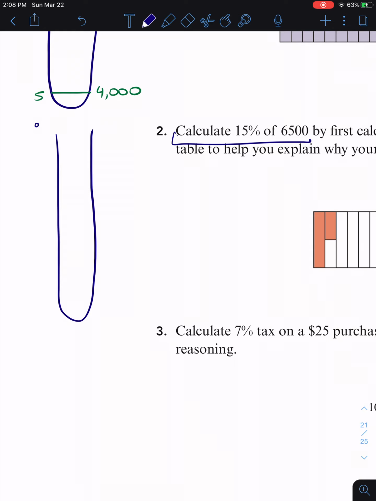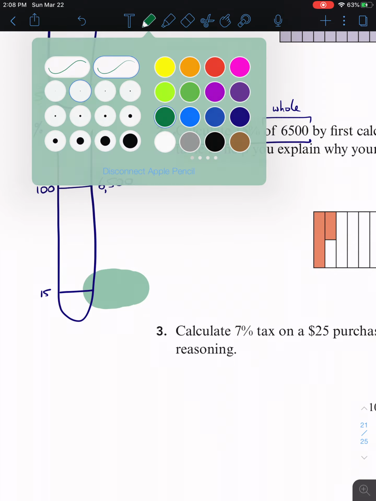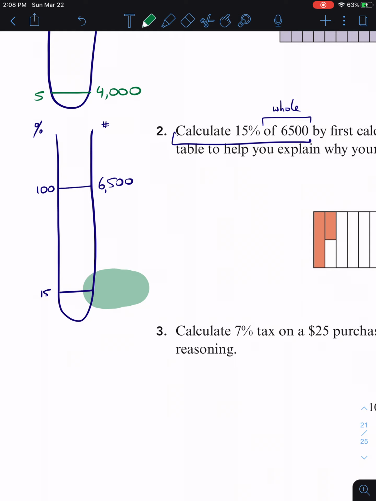6,500. So if we have percent here and the number here, we have 6,500, and we want to calculate 15%. Well, again, the question is, what is 6,500? Well, 6,500 is our whole, so that would be our 100%. And we want to figure out 15% of that. So let's play with some numbers and find some other equivalences.